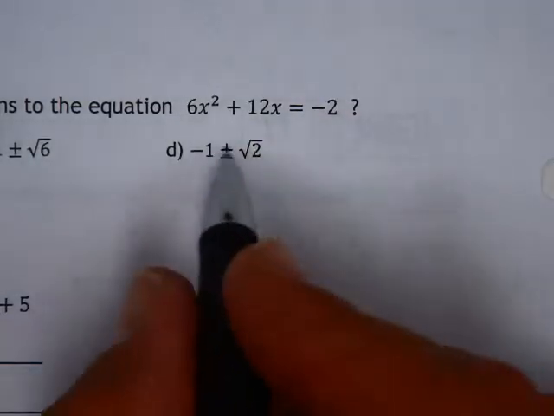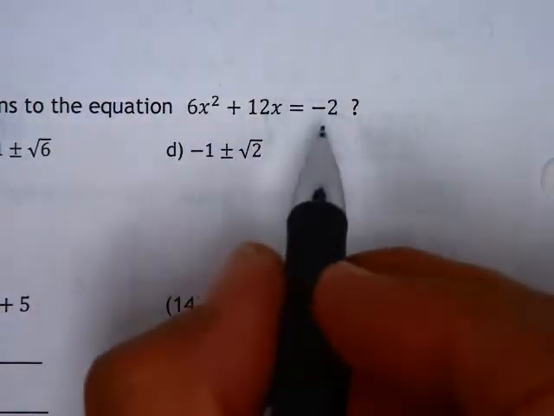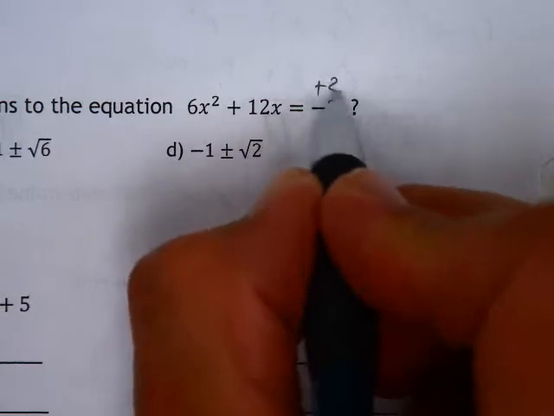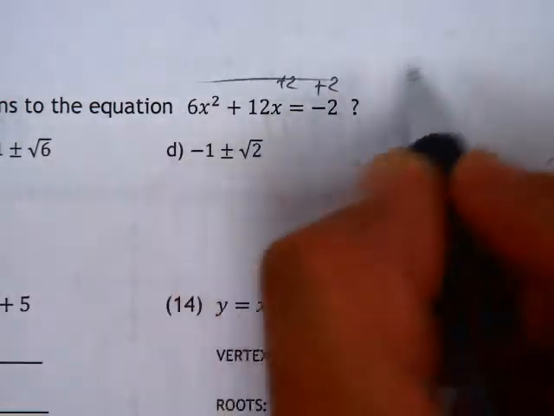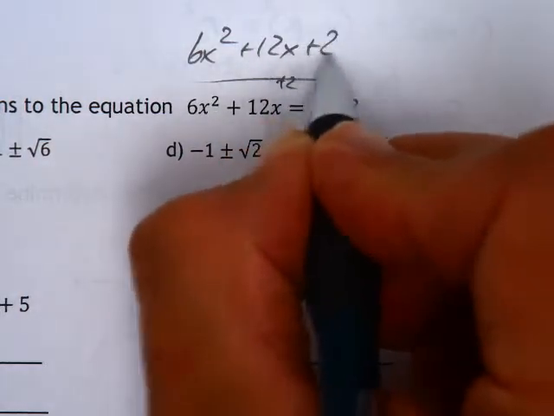Okay, well this is a quadratic formula question. However, we can do some things to make our life a little bit easier. First of all, we need to make sure that this is equal to 0. Otherwise, it's not a quadratic formula problem. So we add 2 to both sides, and I'm doing it up. 6x squared plus 12x plus 2 equals 0.